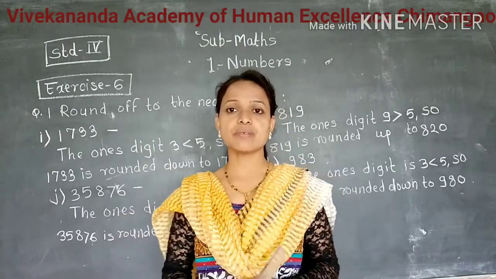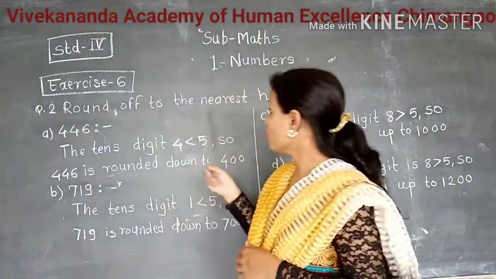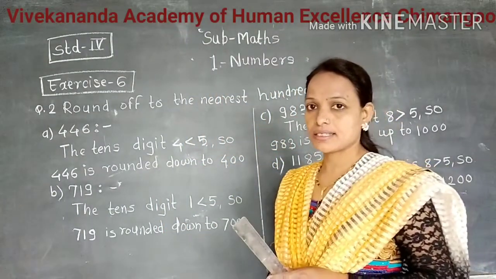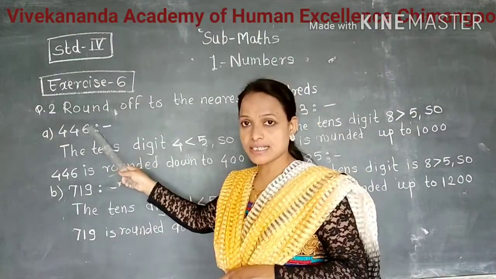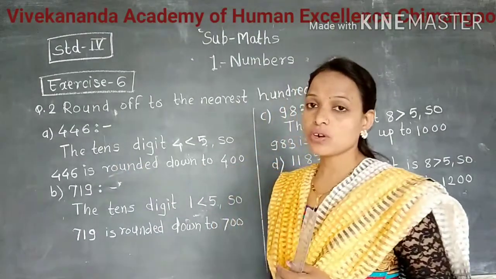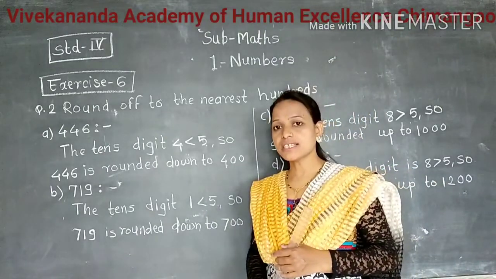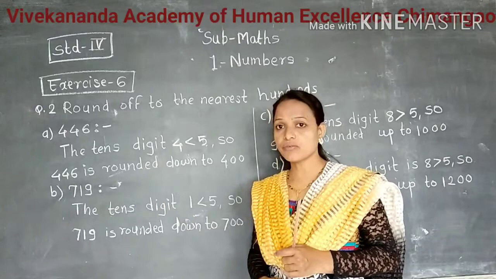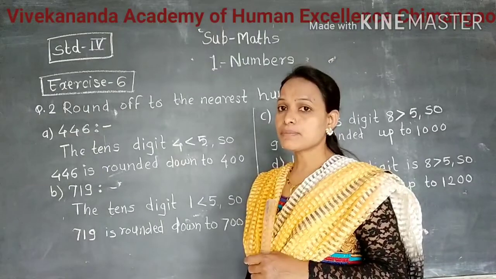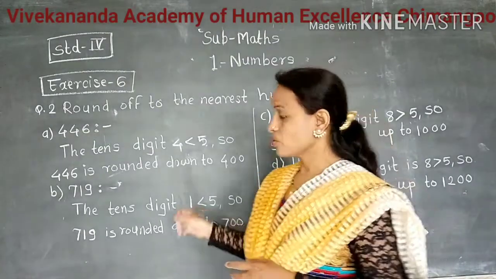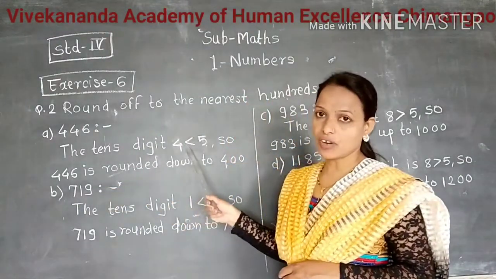So copy down that question number first, round off to the nearest tens. Number second, round off to the nearest hundreds. Now here, look here, first number 446. In question number first, we have to round off the number to the nearest tens. Now in this question, we have to round off the number to the nearest 100. First number is 446. Now here we have to see the tens place digit. Okay. So look here, the tens digit is 4, which is less than 5.